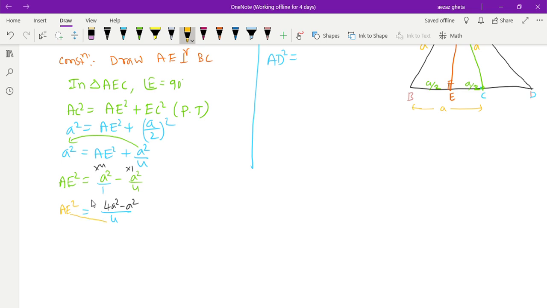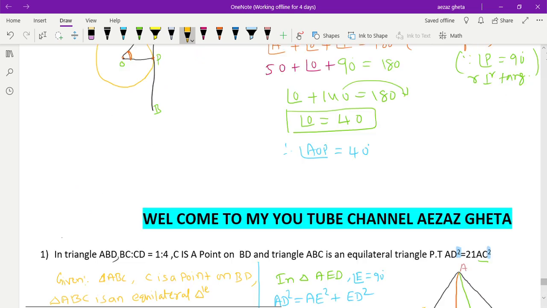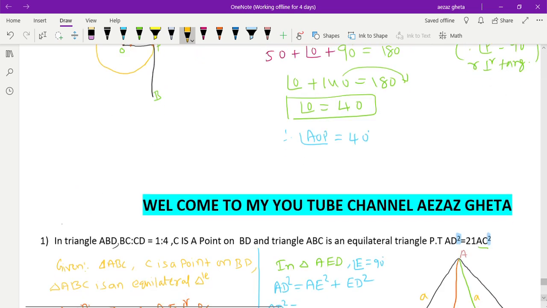If I transpose this, however we need AE, right? So why transpose, why cross multiply? AE square is equal to 3a square by 4. This will keep. Okay, so now say this is that. Just a minute.